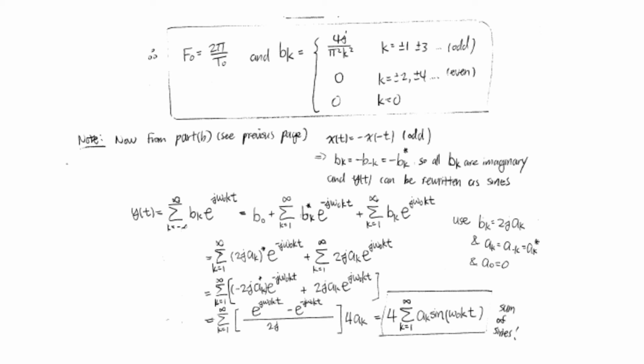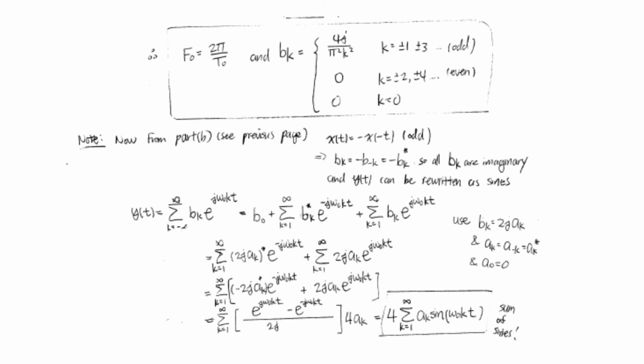Now, one thing to note is that the function that was even is actually now odd. So I've written out the answer here. I'm just scrolling down a little bit on the page. But you'll see that x of t is now negative of x of minus t, meaning it's odd, like a sine wave. And what this means is that bk is equal to minus b of the minus k terms.